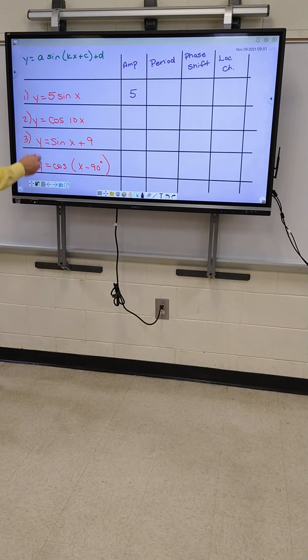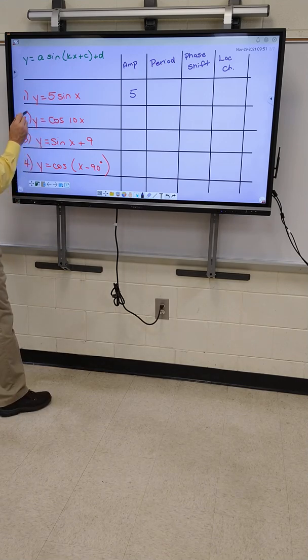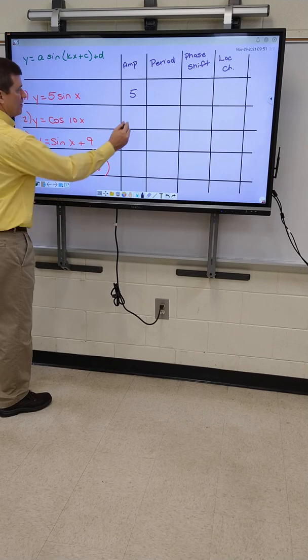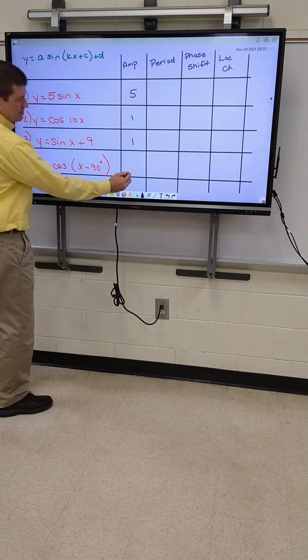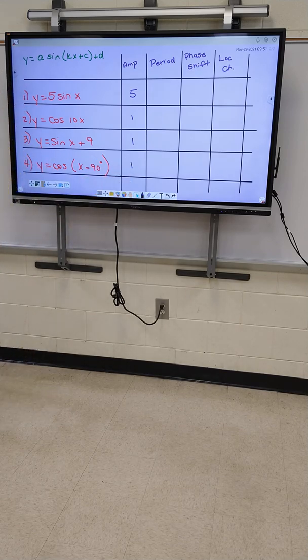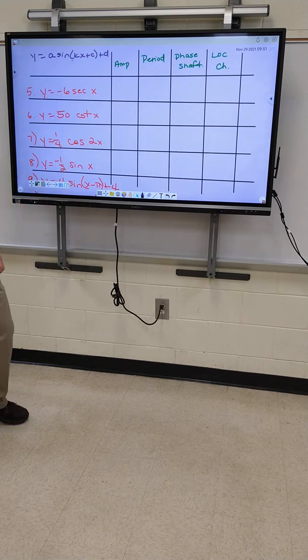All right, so cosine, the next one, number 2. What number's in front of cosine? 1. Number 3, what number's in front of sine? 1. 4. What number's in front of cosine? See how easy this is? Let's go ahead and do this whole column. Y'all do 5, 6, 7, 8, 9.